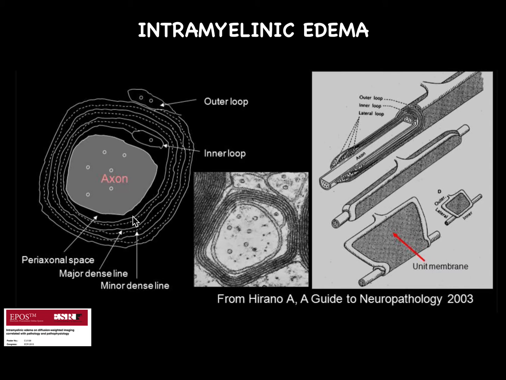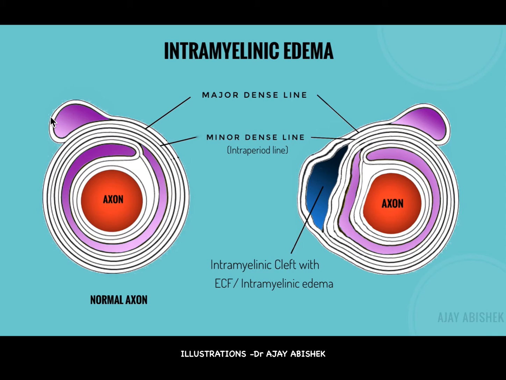And these are the major and minor dense lines. The major dense line is nothing but the fusion of the inner membranes, whereas the minor dense lines are the fusion of the outer membranes of the cell process of the oligodendrocyte. So this is the diagrammatic representation. This is the normal axon showing the normal minor and major dense lines, and this is what happens in intramyelinic edema. You can see the fluid occurring within the minor dense line, which is also called the intraperiod line. We call it intramyelinic edema.